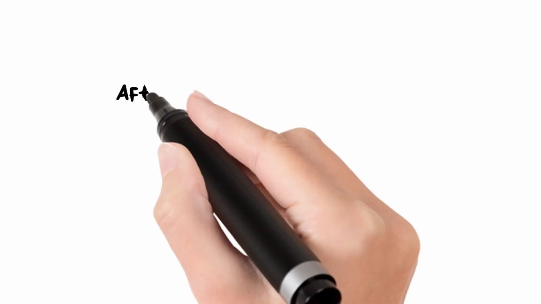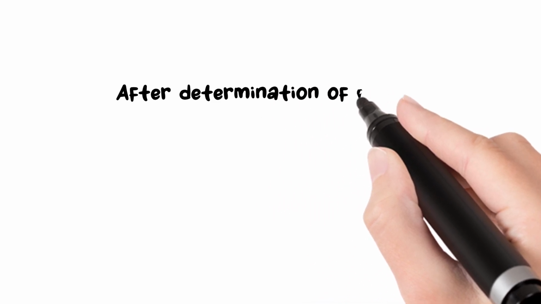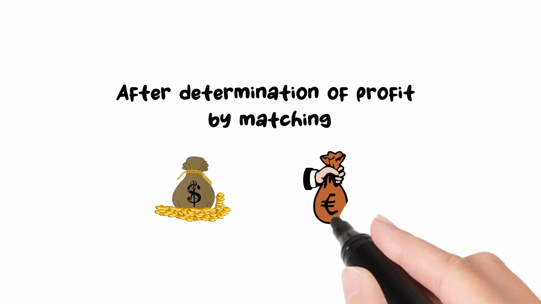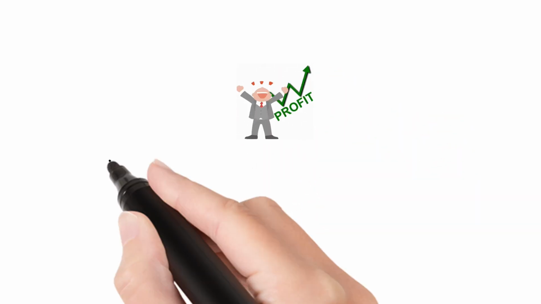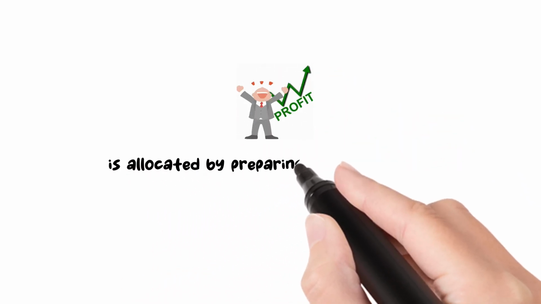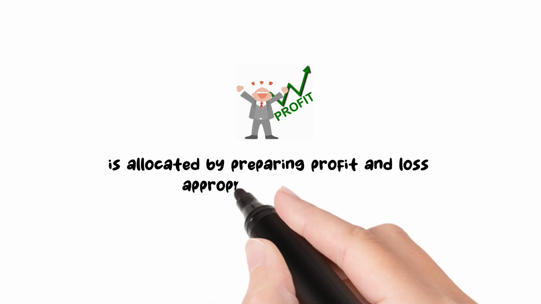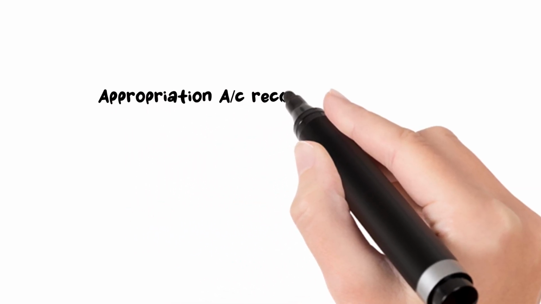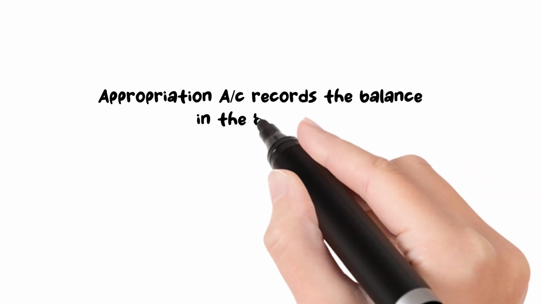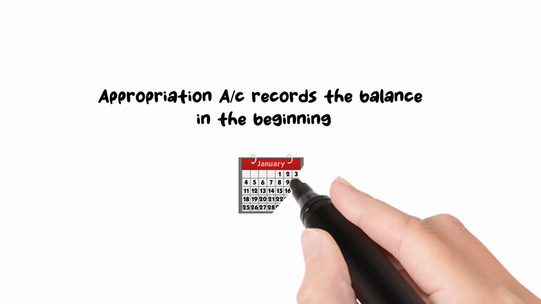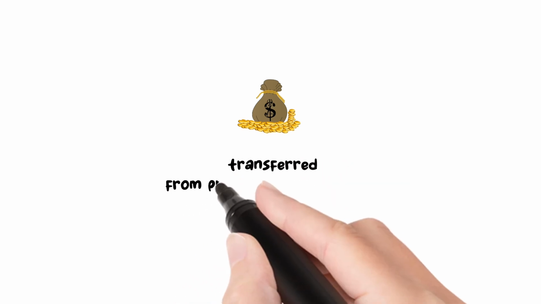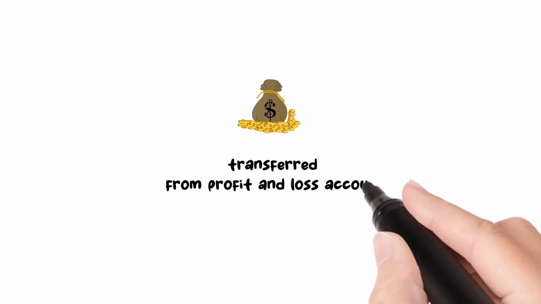Appropriation of Profit. After determination of profit by matching revenue and expenses, net profit is allocated by preparing profit and loss appropriation account. Appropriation account records the balance in the beginning of the year. Net profit for the year transferred from profit and loss account.